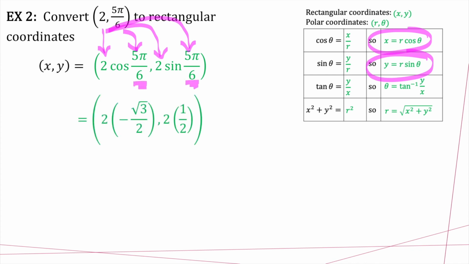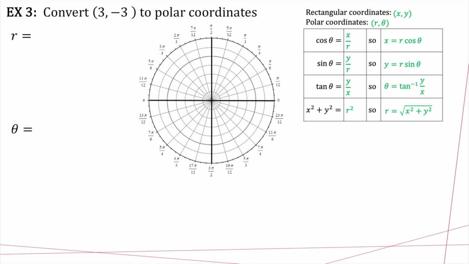So the cosine of 5 pi over 6 is negative root 3 over 2. The sine of 5 pi over 6 is 1/2, and you can clean that up a little bit. And we have an xy coordinate of negative root 3 over 1. So that was polar to rectangular. Let's go the other way.